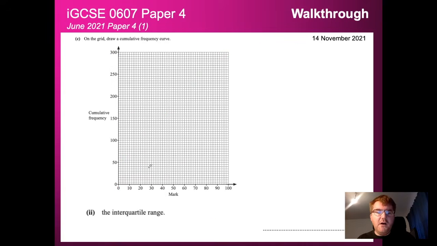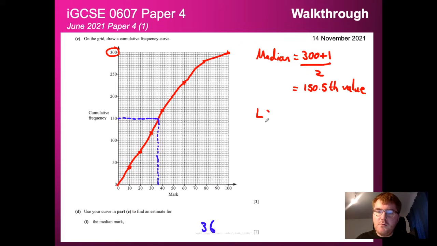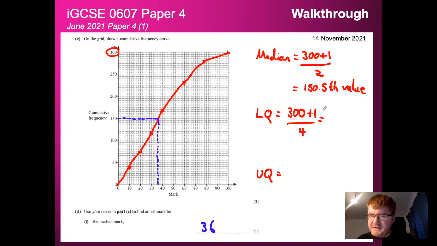Now we go to do our interquartile range. So to work out the interquartile range, we need to work out two things. First, we need to work out the lower quartile, and we need to work out the upper quartile. So 1/4 of the data and 3/4 of the data. So this formula is very similar. We do 300 plus 1 divided by 4. Very similar to this, but we didn't just halve it. So notice we're going to get the 75.25 value. Again, 75 will also work here as well.